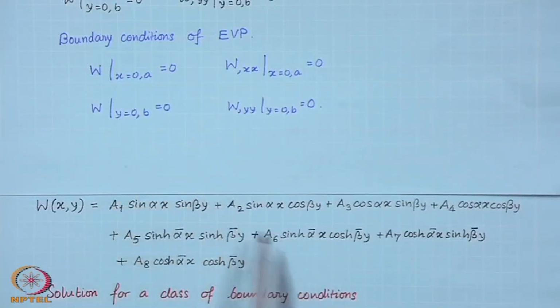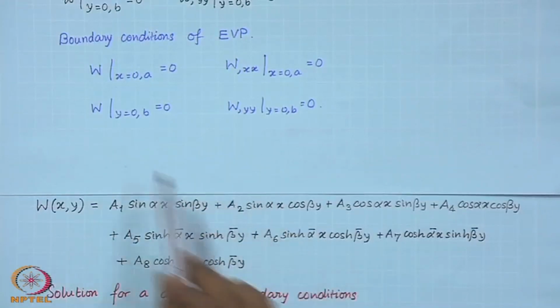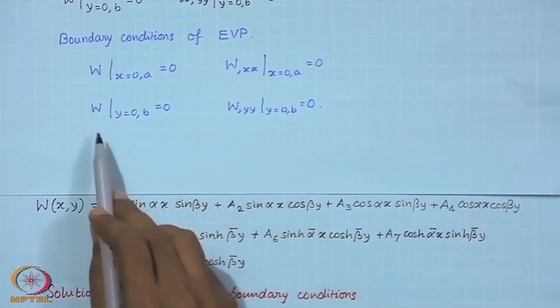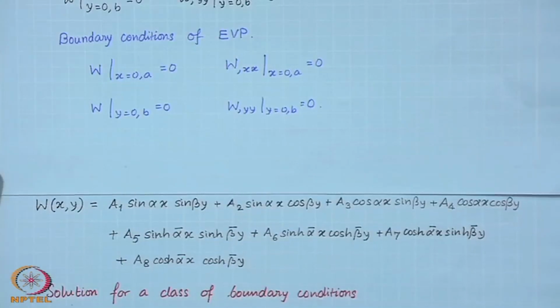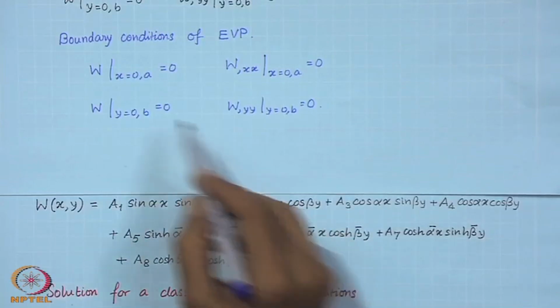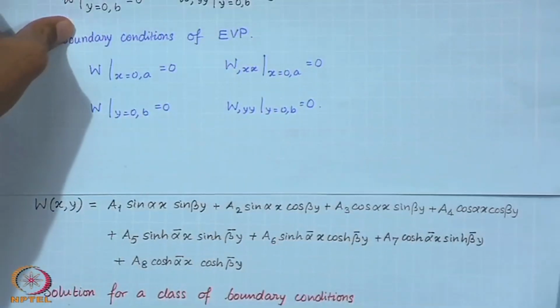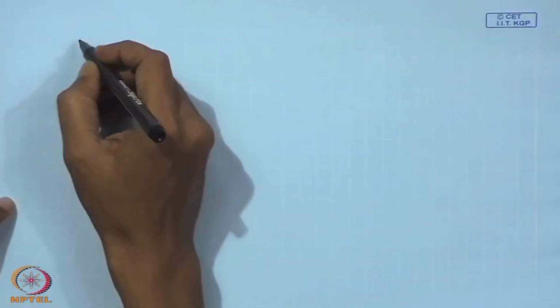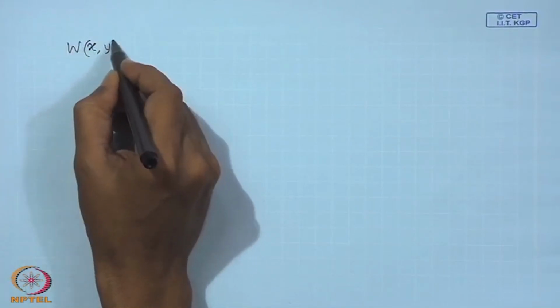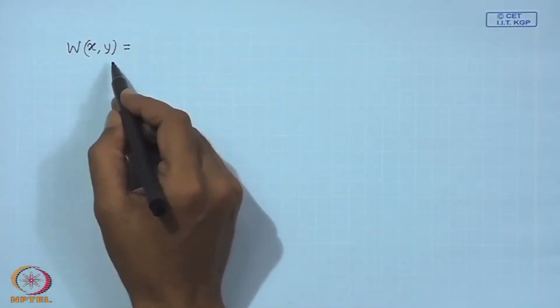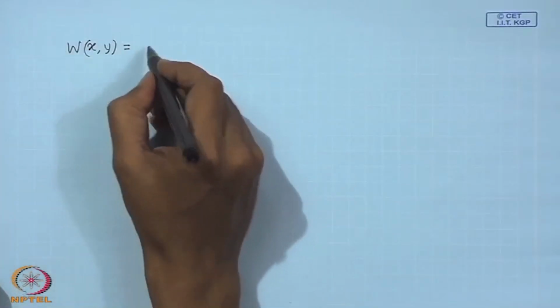Similarly, when you consider y equal to 0, the displacement and the curvature, so the double derivative with respect to y. If you look at all these conditions that you obtain, then finally, using these conditions, you will come to the conclusion that the solution will boil down to this.